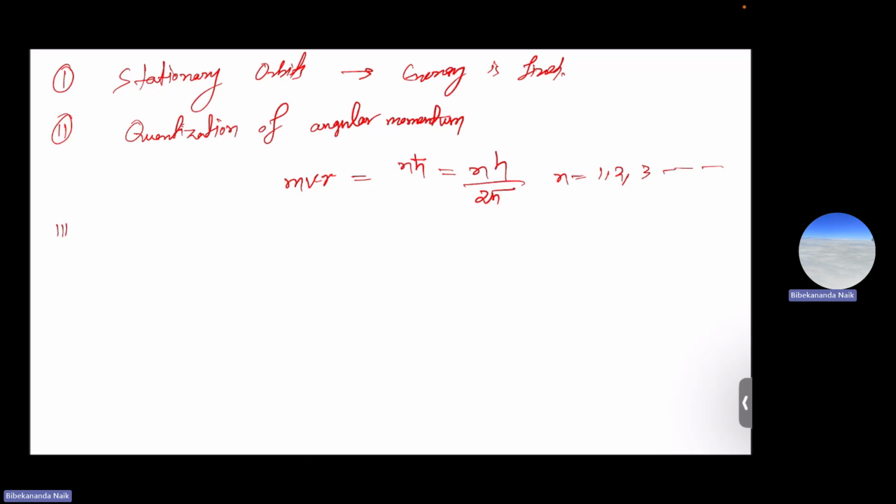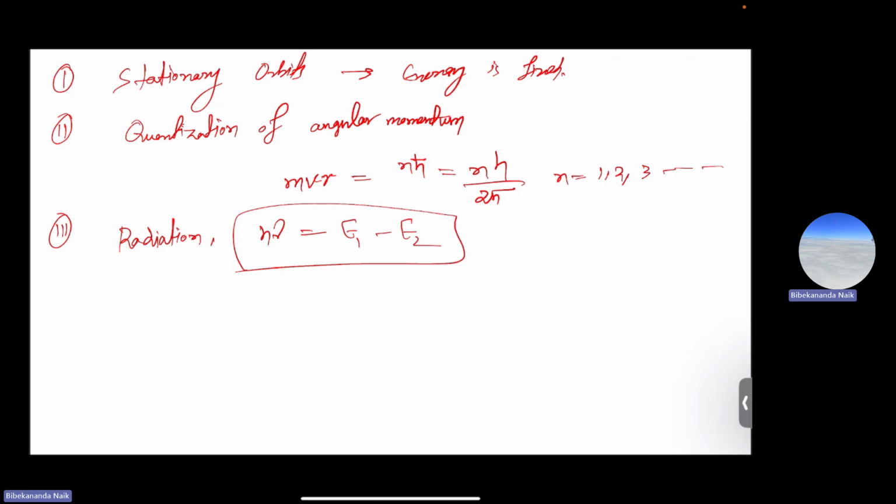Since the orbits are stationary, as long as the electron is revolving in an orbit, its energy remains the same. But when it gains or emits energy, a transition occurs from one energy level to another energy level, and the energy of the radiation is given by h nu, which is the difference between the two energy levels, that is E1 minus E2.